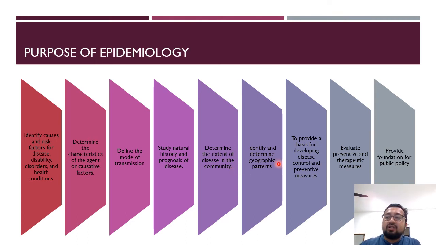Contohnya kita nak tahu, okay, kawasan A ni kenapa lagi banyak daripada kawasan B? Kenapa disease ni dia tak pergi ke kawasan B? Why more prominent dekat kawasan A? Because mungkin kawasan A tu air dia kotor ke, benda-benda tu nak tahu geographic patterns, atau iklim dia berbeza. Alright. To provide a basis for developing disease control and preventive measures.